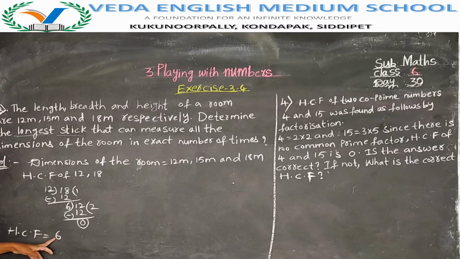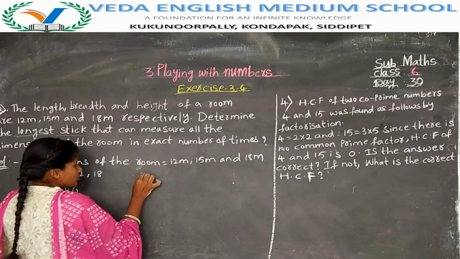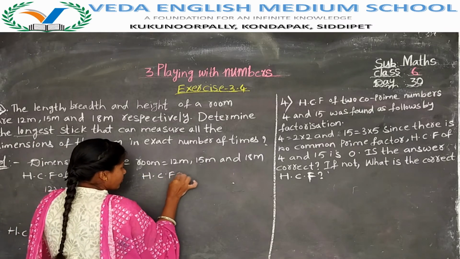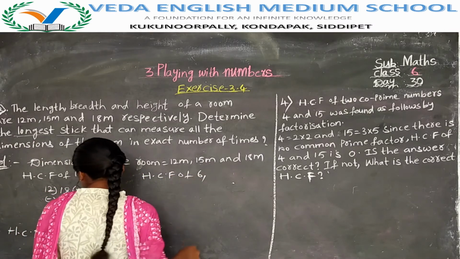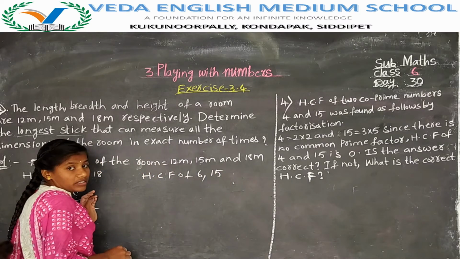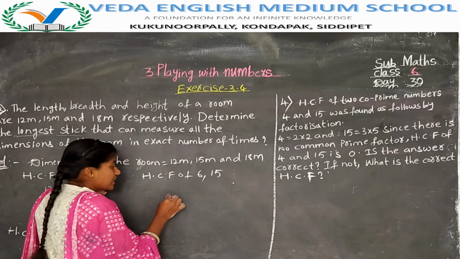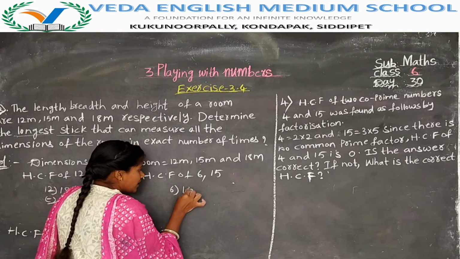Then the HCF is 6. Then take the HCF with the remaining number. What is the remaining number? The remaining number is 15. So we find the HCF of 6 and 15. Now, what is the smaller number? 6 is the smaller number. You have to choose 6 as the divisor and 15 as the dividend.